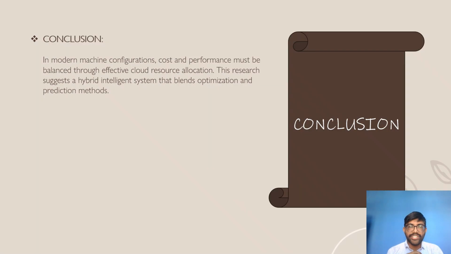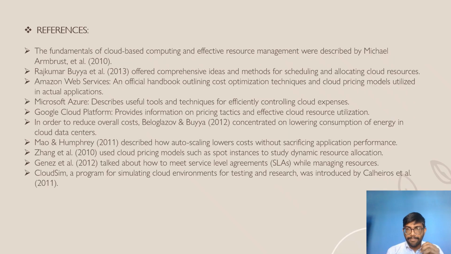And this is the conclusion. In this conclusion, we discuss the cost and performance balance through resource allocation in the memory. We have to research hybrid intelligence systems that blend optimization and prediction methods. Optimization means automation and cost reduction. And the prediction method means predicting automatically what we can do for upcoming future tasks.